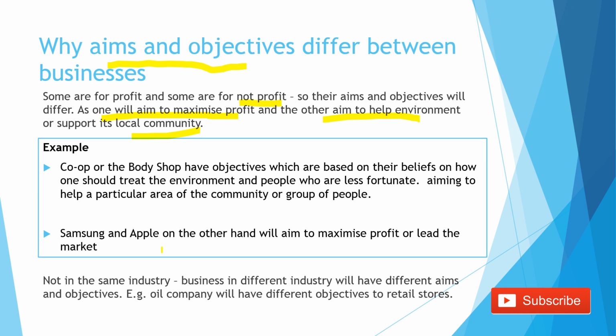Samsung and Apple, on the other hand, will aim to maximize profit or lead the market, you see? That's why their aims differ, because one wants to maximize its money, the other wants to help the community. It could also be because the businesses are not in the same industry. Businesses in different industries will have different aims and objectives. For example, an oil company will have different objectives to retail stores.